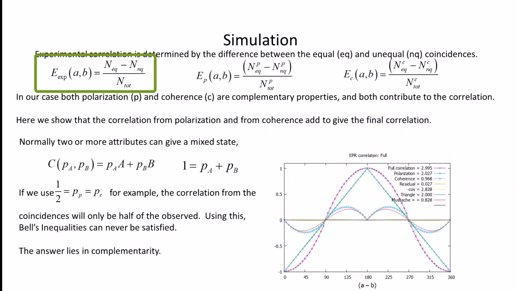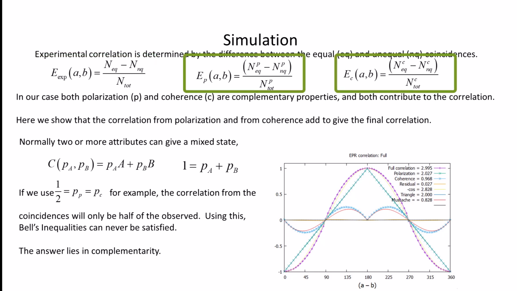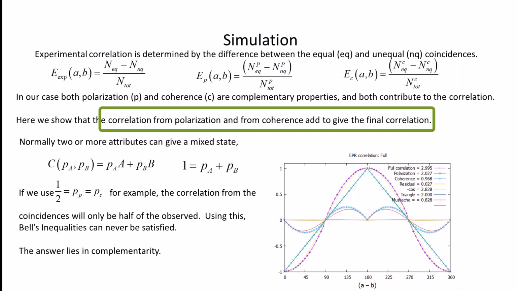Experimental correlation is determined by counting the clicks from the equal coincidences, that is plus plus and minus minus, and the unequal coincidences, that is plus minus and minus plus. The correlation is the difference between the even and odd clicks divided by the total. Note that the total number of clicks is unimportant because more clicks just improve the accuracy but do not change its value. We define the polarization and coherence correlation in the same way. We obtain the full correlation by adding these two contributions.